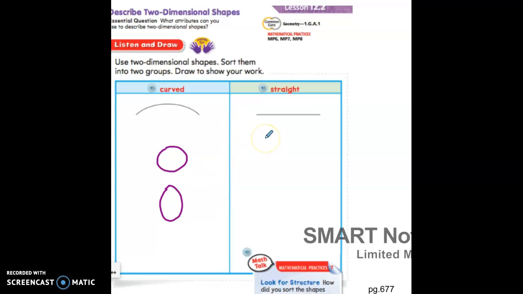What shapes from last lesson do you remember that have straight sides? One can be a square. A rectangle has straight sides. Or a triangle has straight sides. Any of these shapes would work for the column labeled straight.